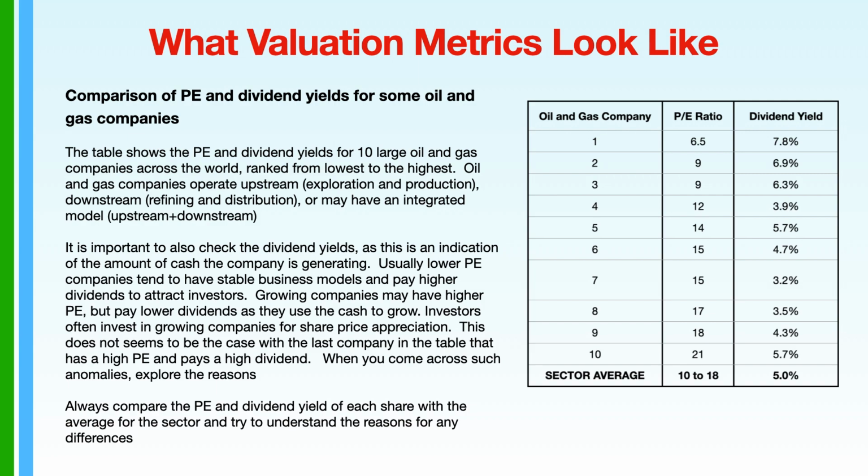When you come across such anomalies, explore the reasons. Always compare the PE and dividend yield of each share with the average for the sector and try to understand the reasons for any differences. Looking at the table in detail, you see that the lowest PE ratio comes with a dividend yield of 7.8%. As one moves down the table, the PEs increase and the dividend yields come down. But the last company has a PE ratio of 21 and a dividend yield of 5.7%. So you would need to know why.